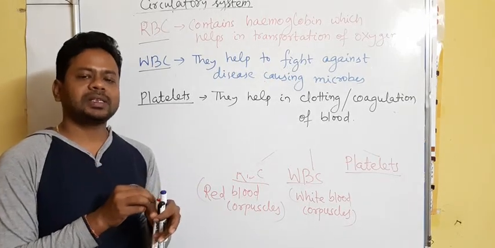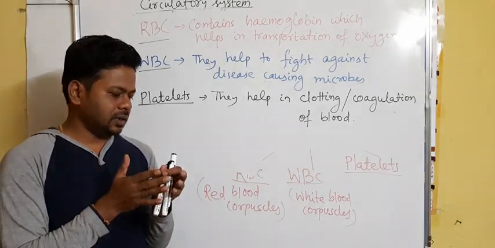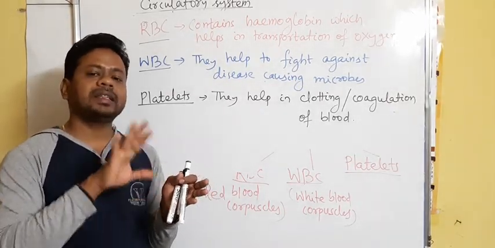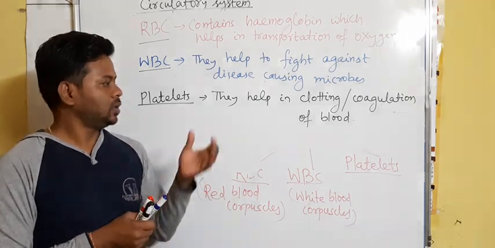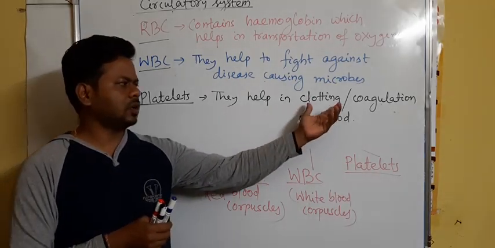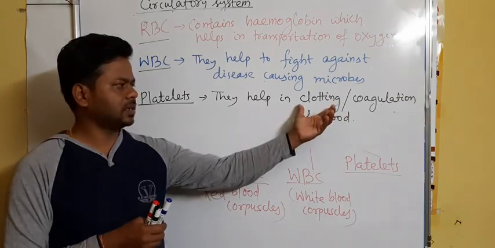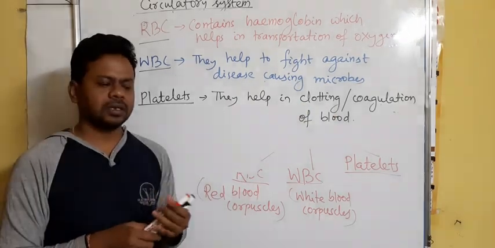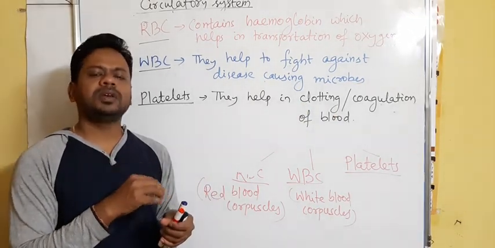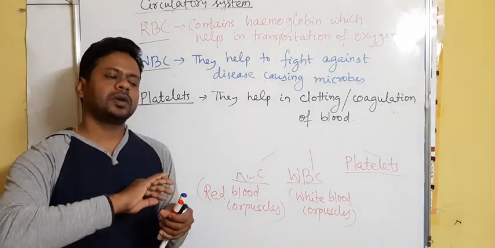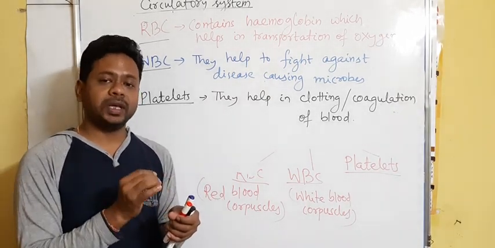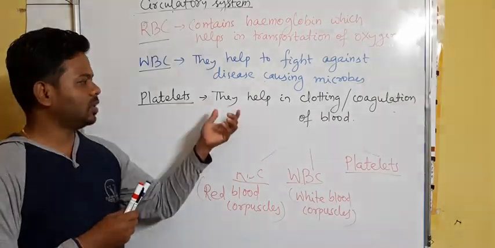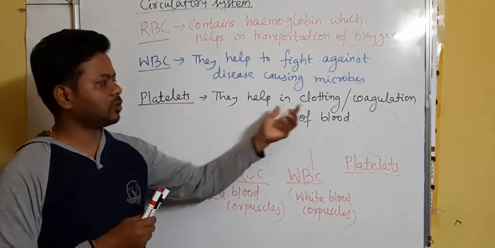They come to the injury place and make an obstacle to prevent the flowing of blood. So we'll read about the process. The clotting process is a very complex process, but in your syllabus, as a standard 10 student, clotting of blood means the process by which the blood stops flowing from an injury. That stopping of blood flow is actually done by platelets, and that process is called clotting.